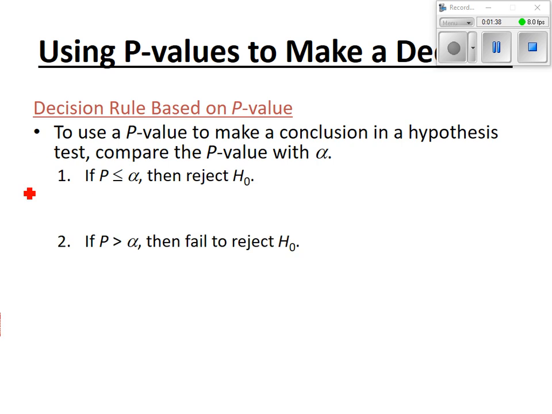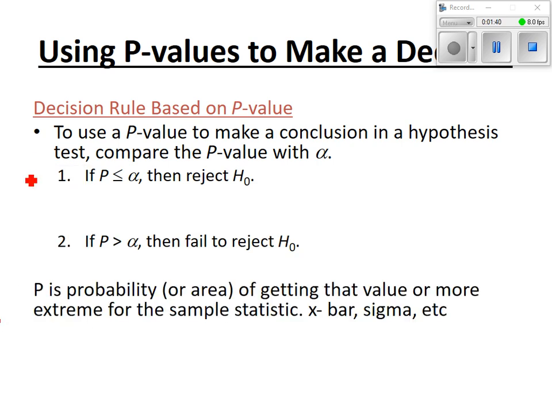Decision-based rule. We went over some of this last time. These are the two most important things here if you're using the p-values. To decide using the p-values, if your p is less than or equal to alpha, then you reject the null. If your p is greater than alpha, then you fail to reject the null.